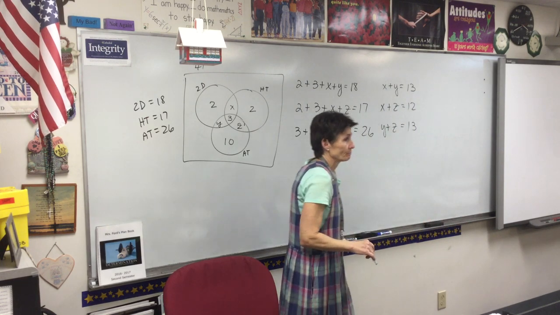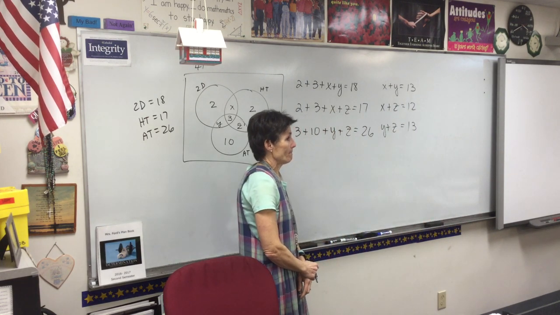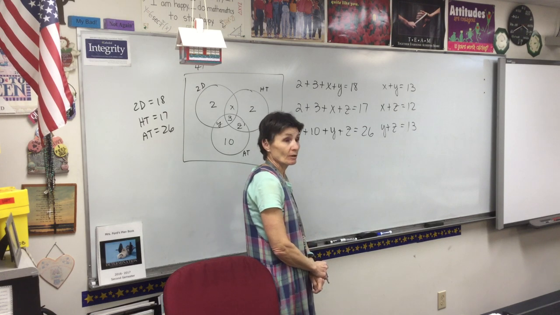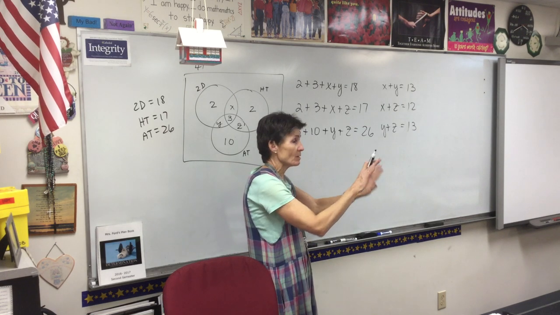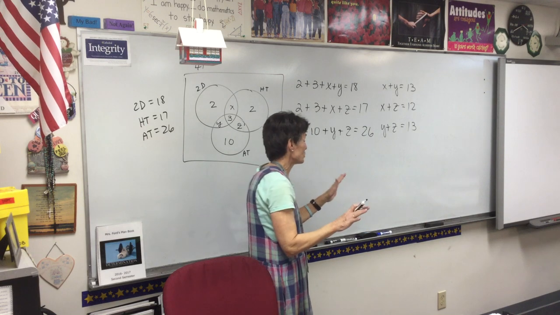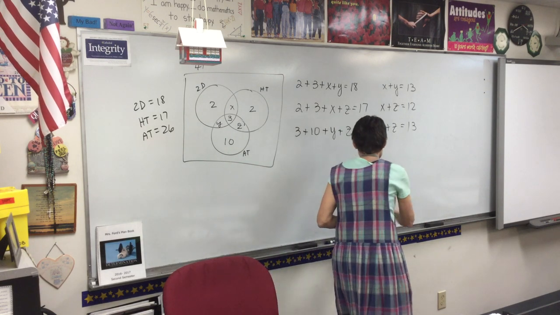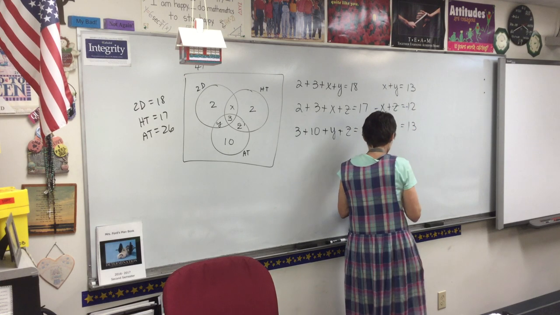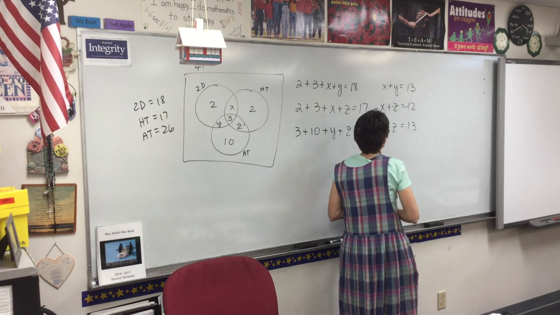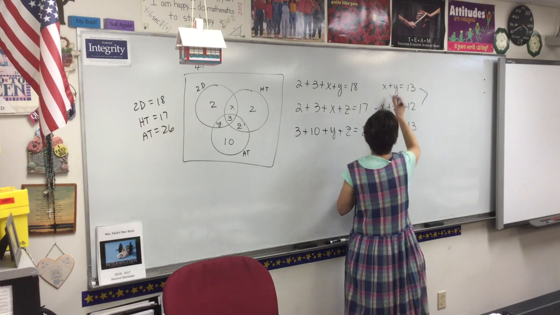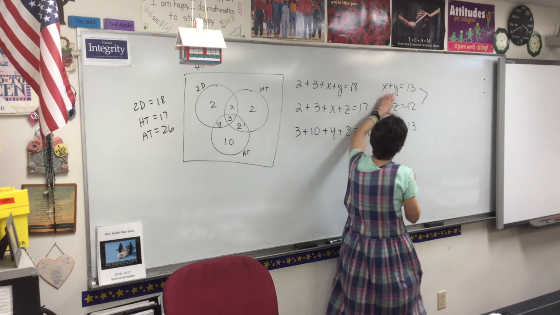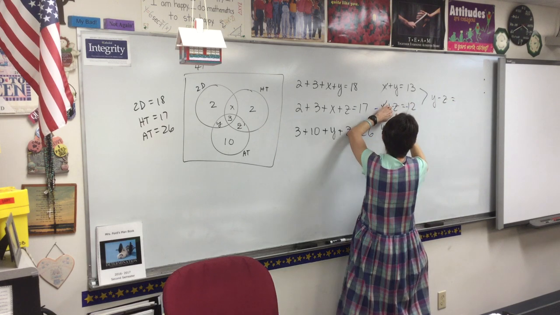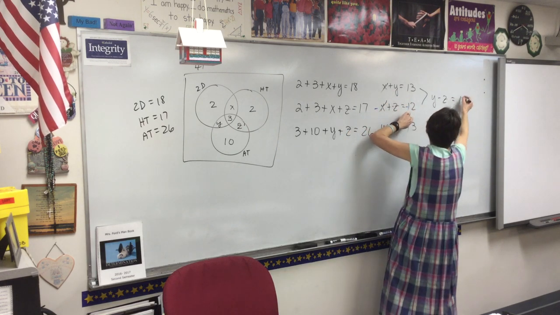Okay. Now what? Now we'll start eliminating, right? And you can do that any way you want, elimination or substitution. What we have done in all of our examples is multiply through by negative 1 and add these two together. So those cancel. We have y minus z equal to 1.